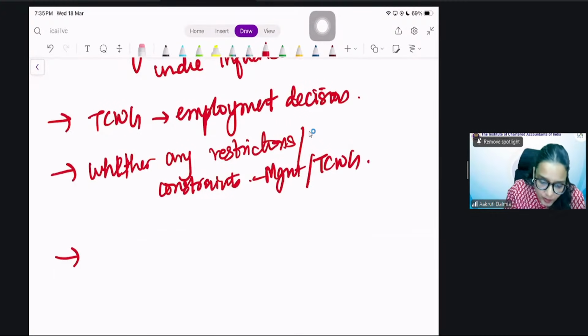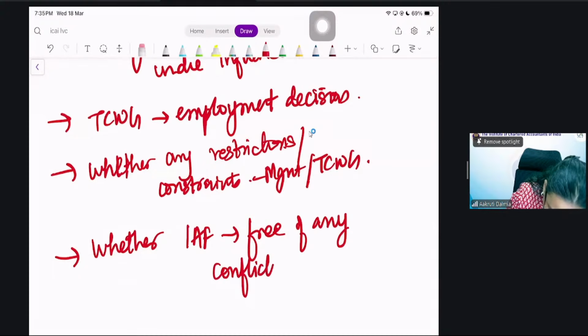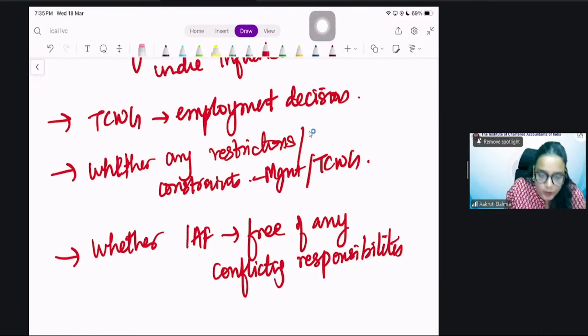And last, how to check the objectivity is whether the internal audit function is free of any conflicting responsibilities. So suppose the internal auditor is also the person who is going and doing all the income tax representation, fighting cases for the company and all. Do you think they will be objective? No. So if they are doing anything that conflicts with their own role, then their work cannot be objective.